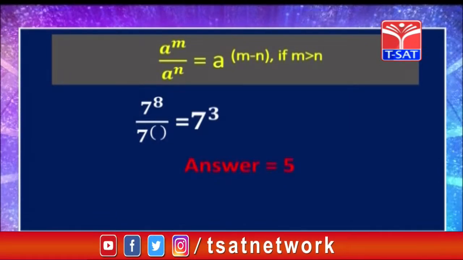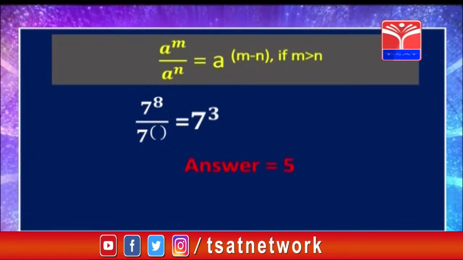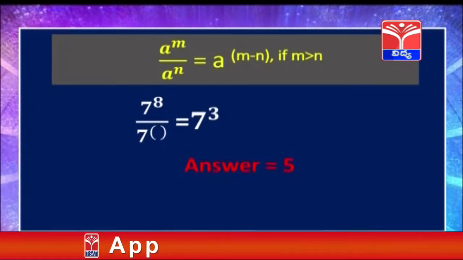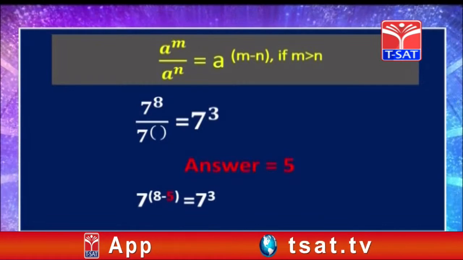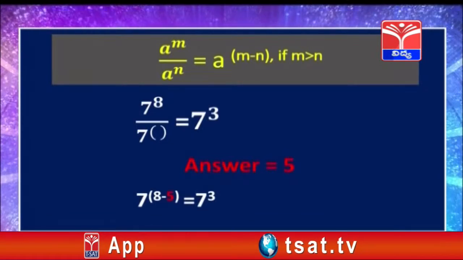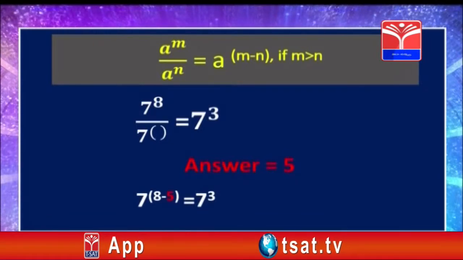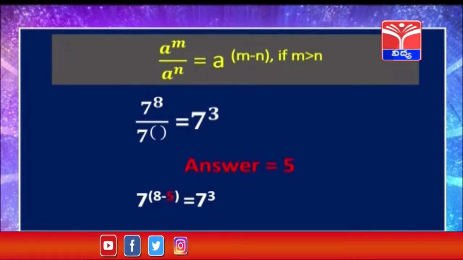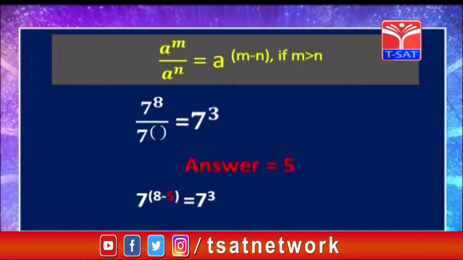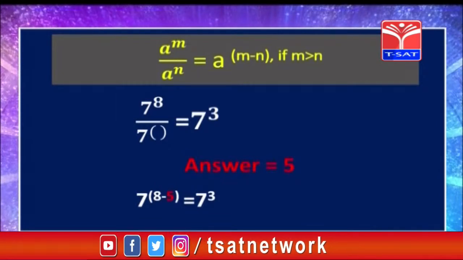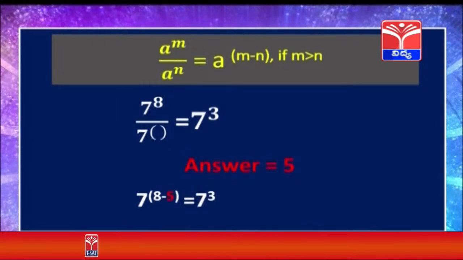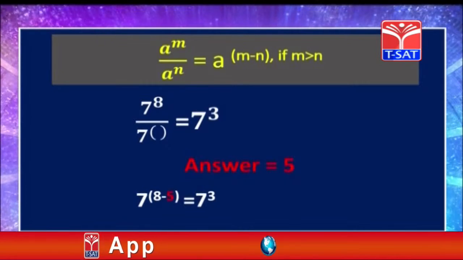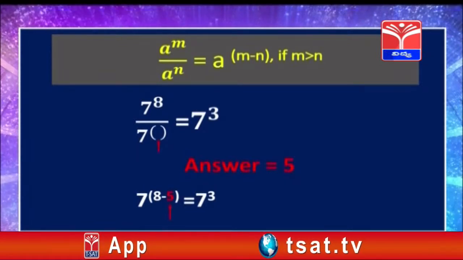How did you get 5 here? Why not 4? Let us see. See, right side 7 to the power of 3 is there. So the exponent is 3. So how did you get 3 here? When you subtract 5 from 8, you will get 3. So the number in the bracket should be 5, like this.